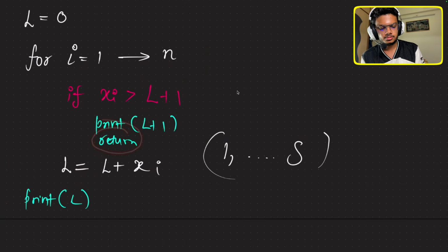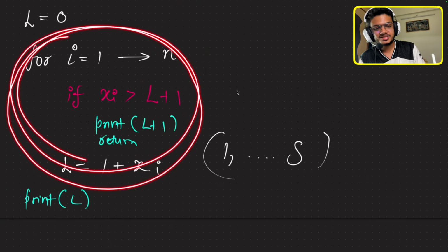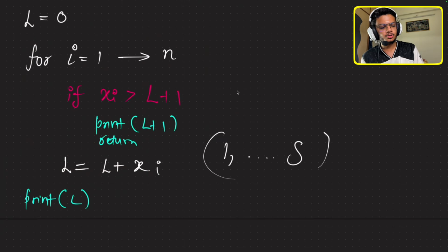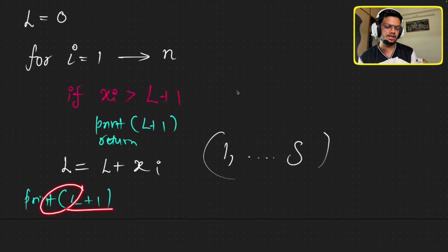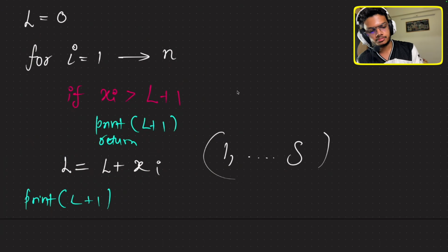Otherwise, you can print the answer. This is the smallest sum greater than 0 which cannot be created, and you can return. But if this sum can be created, you're going to update the largest sum that can be created for when you try to select the next guy, which is simply equal to L plus xi. If you've ended the loop but still not returned, it means you can create all the sums in the range 1 to s. In the end, you can just print L, or in other words, print L plus 1. Why L plus 1? L is actually the sum of all the elements, so L plus 1 is the smallest sum you cannot create.